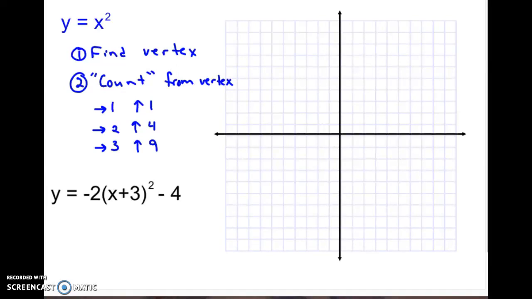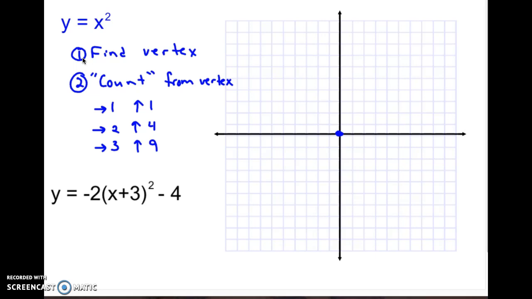Before we get into anything new today, I want to remind us what we know about graphing quadratic equations. So we have y equals x squared, and we know the first thing we always do is find our vertex. And there's nothing added or subtracted, so our vertex is going to be right in the origin, 0, 0.